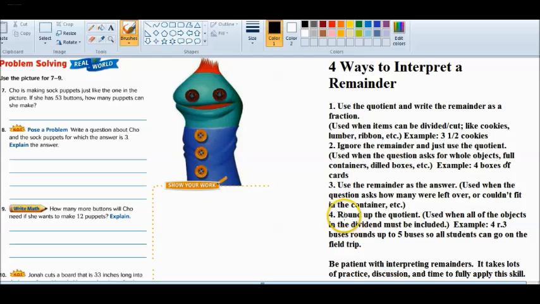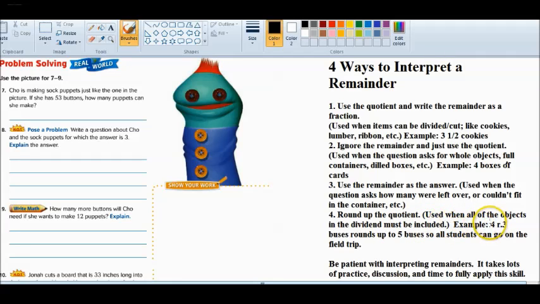Now we haven't done anything with this yet, and this one is really the 4th way to interpret a remainder. You don't use the remainder, but you round up the quotient, or the whole number portion of your division answer, to the next whole number. This is used when all of the objects in the dividend must be included in your answer.